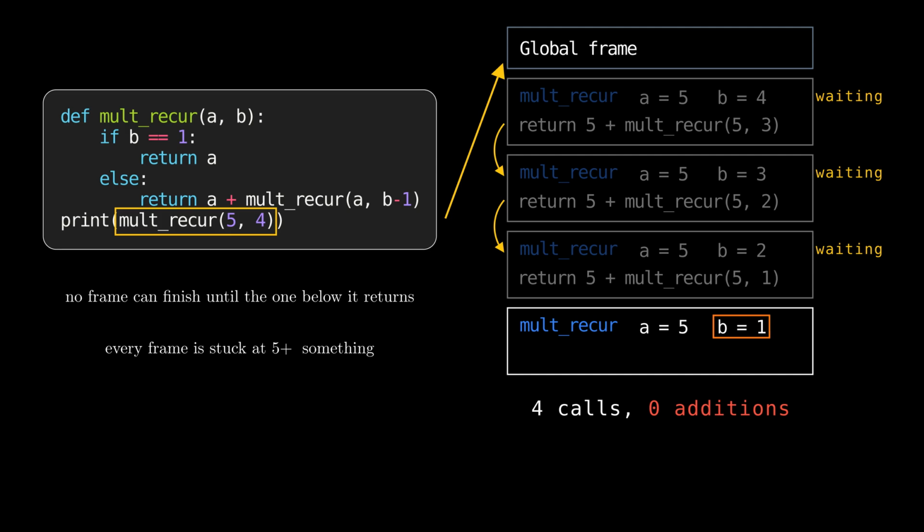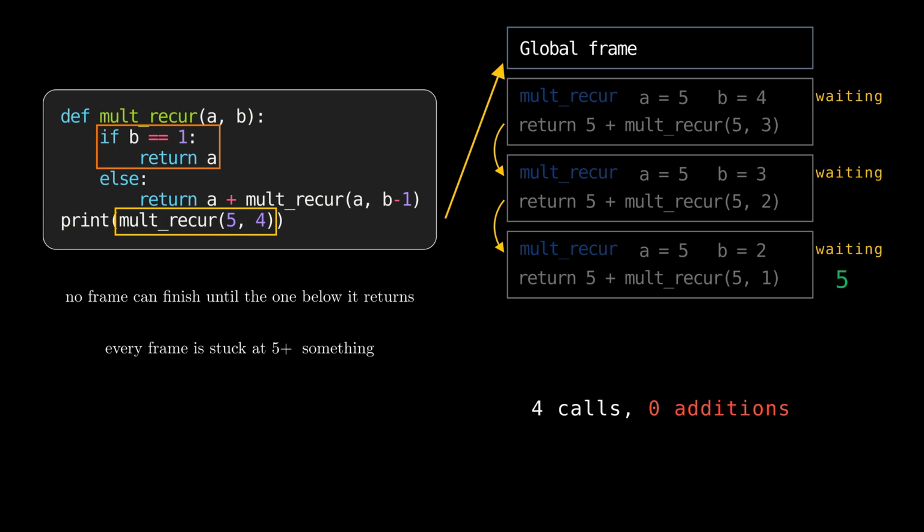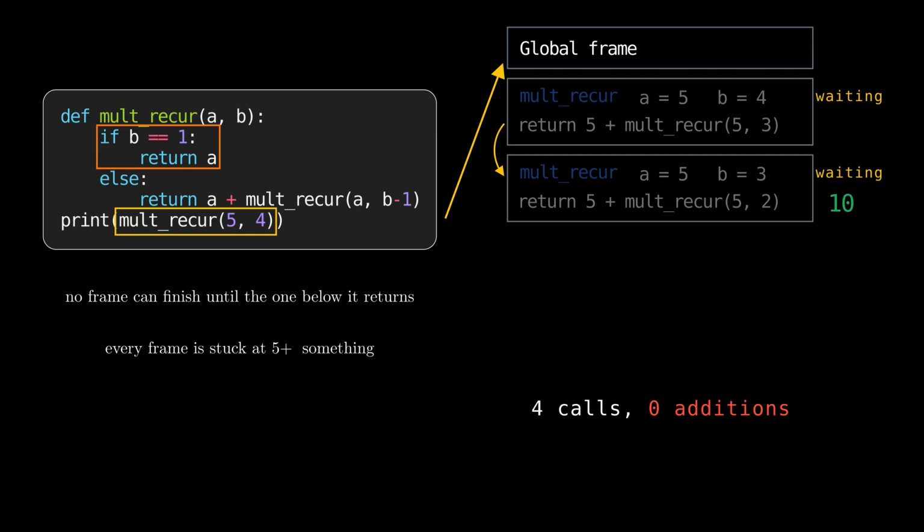Then the last call breaks the pattern. In its frame, B is 1, the base case. No new environment. It simply returns A, which is 5. Now the values flow back up. That 5 lands in the frame with B equals 2, which was waiting to compute 5 plus 5. That is 10, and the 10 returns up 1 level.